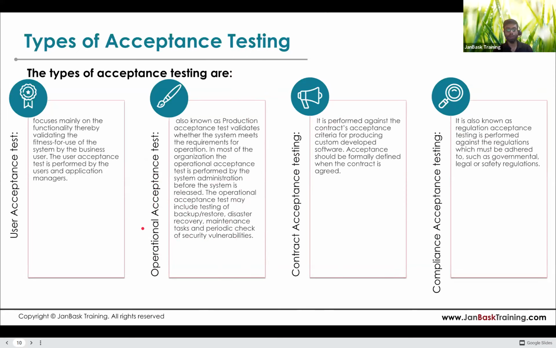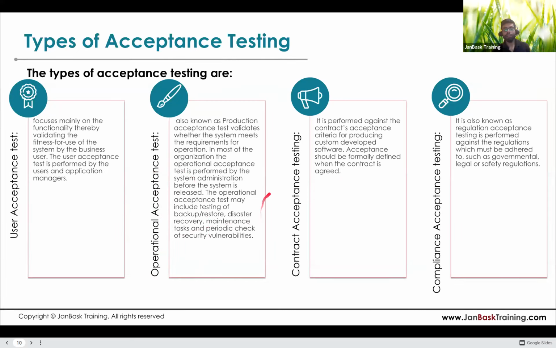So what is operational acceptance testing? Operational acceptance testing is normally done by the system administration. They will check whether backup or restore can be done for the whole application or not, whether security vulnerabilities are tested, how the systems can be maintained, and disaster recovery. These are the operational things, the backup and restore, and whether they are working correctly or not. These are called operational acceptance.